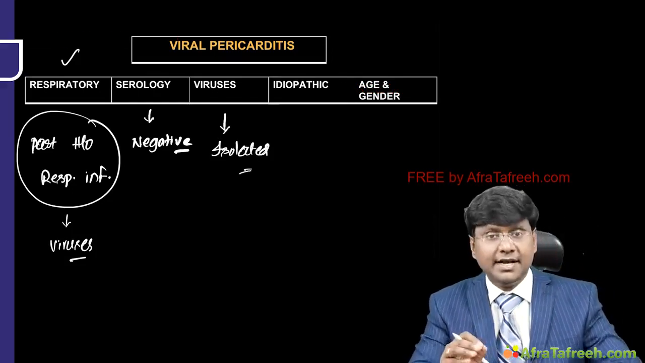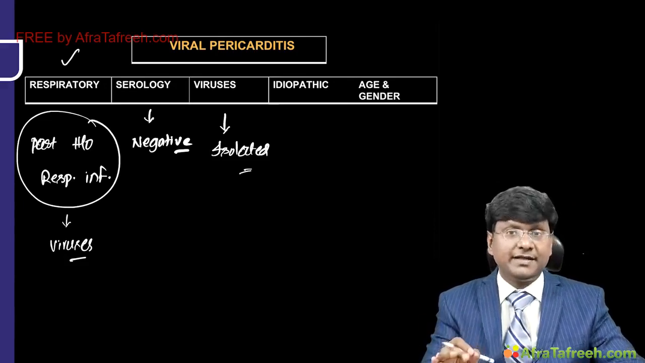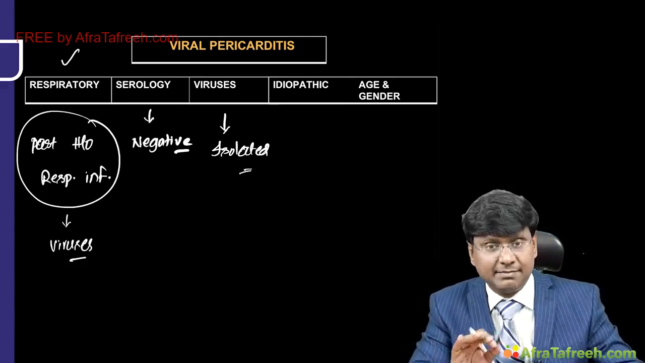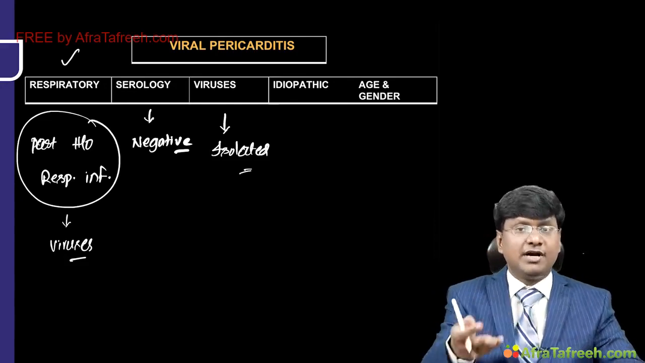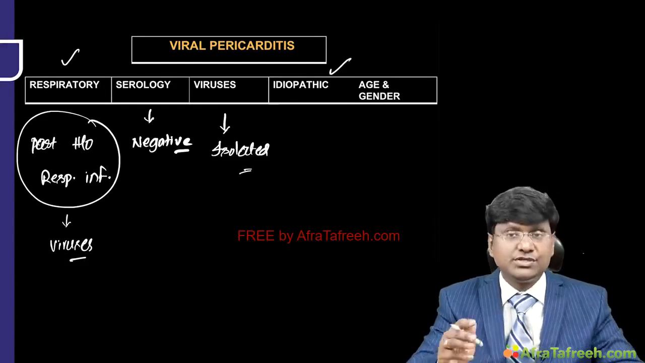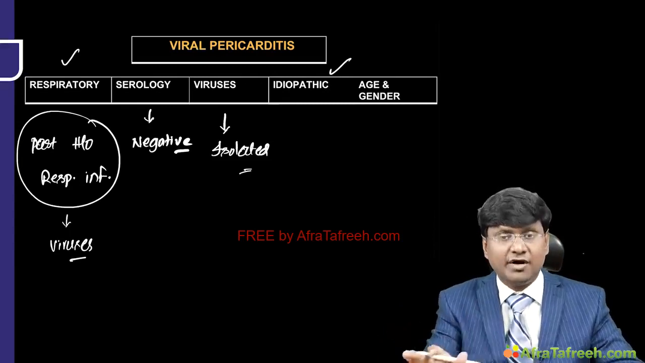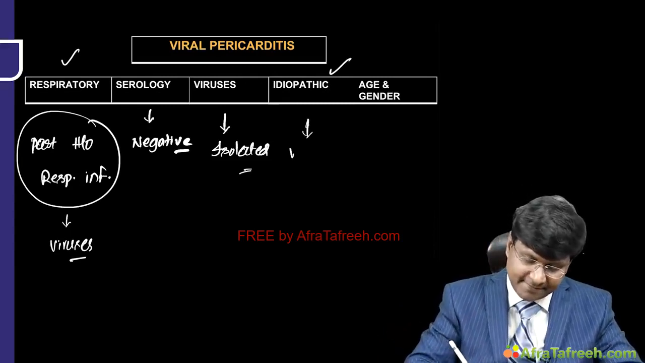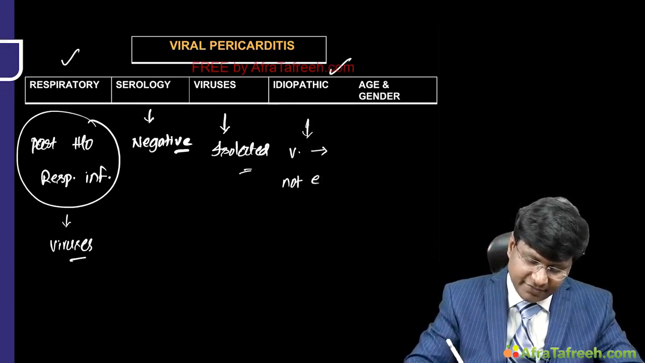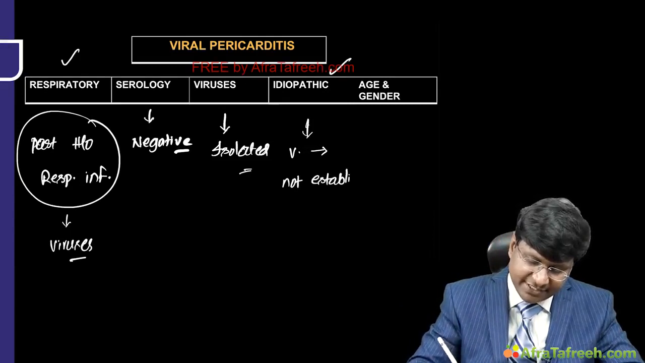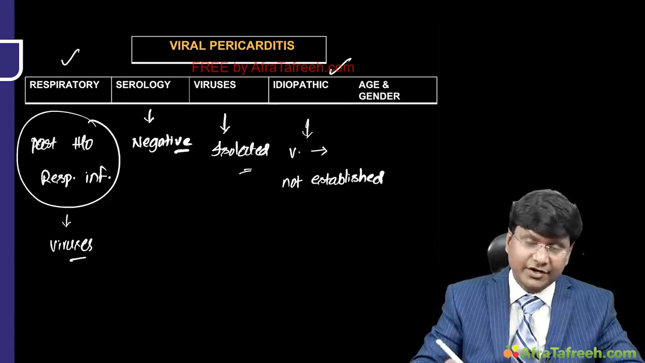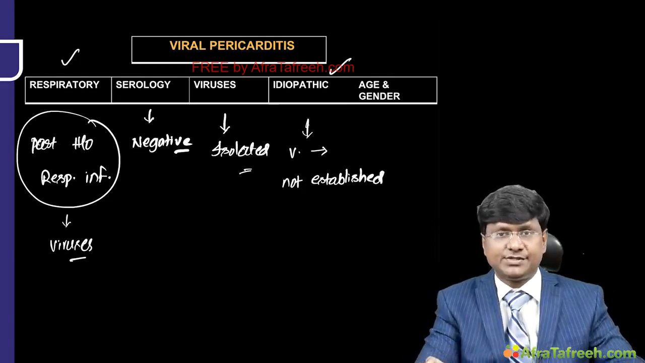Then when do we use the word idiopathic? For example, if the viral etiology has come negative and we don't know what the underlying cause is, then we use the word idiopathic acute pericarditis. If the viruses cannot be established, then we call it idiopathic pericarditis.